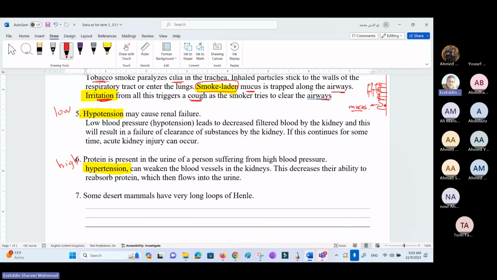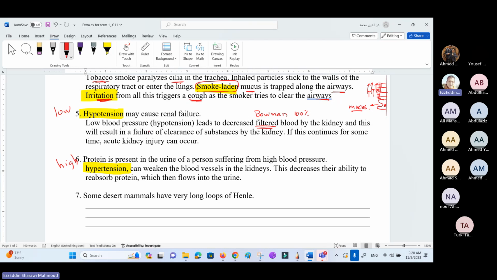Why? Look, the question says hypotension may cause renal failure, because low blood pressure or hypotension leads to a decrease in filtered blood by the kidney. So the process of filtration that happens in Bowman's capsule will not be 100% true. It will not happen healthily. It's very bad. Why?